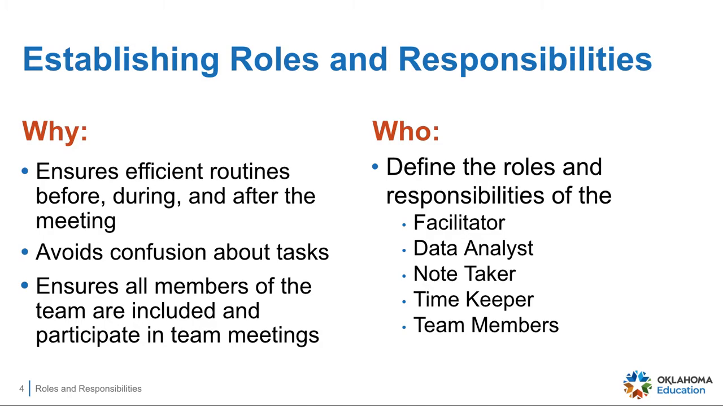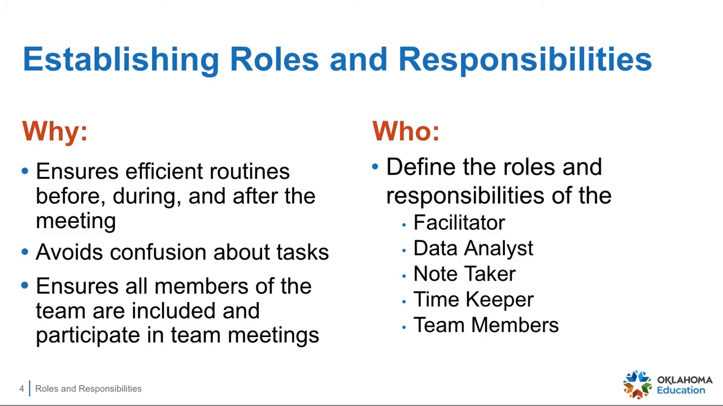Establishing roles and responsibilities for your team members is an important step in creating effective school climate teams. Identifying specific roles and the responsibilities associated with them ensures efficient team routines before, during, and after the meeting and helps avoid confusion about tasks. Responsibilities encourage participation in team meetings and help include all team members in the process.